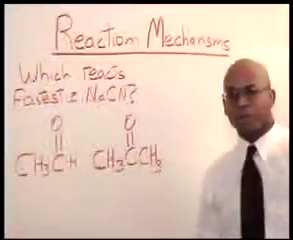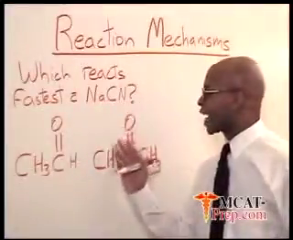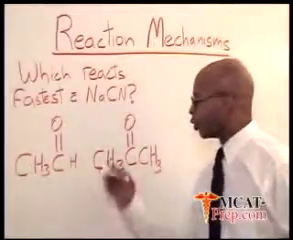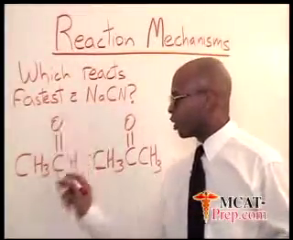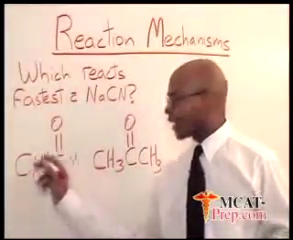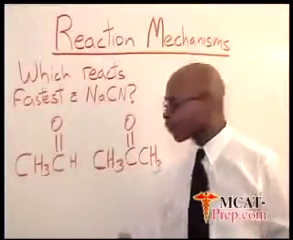Let us look at this problem. The question is, which of these compounds would react fastest with NaCN? If you look at this particular compound, because there is a carbonyl group here, our functional group, there's a hydrogen on one side, an alkyl group on the other, this compound is called an aldehyde.